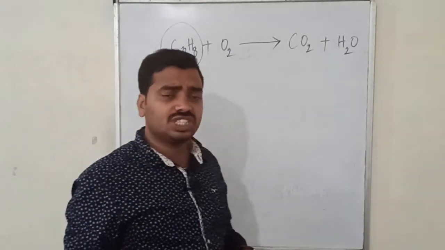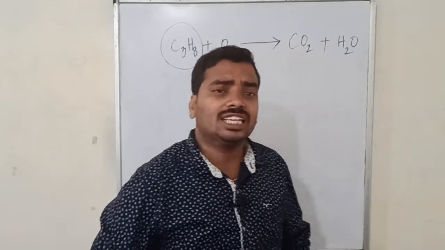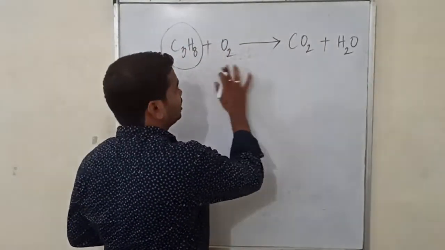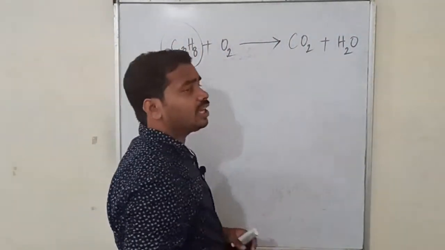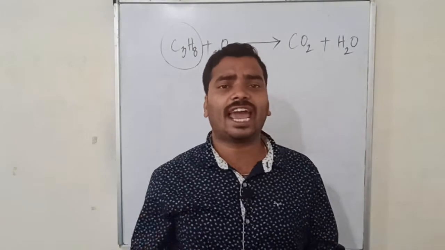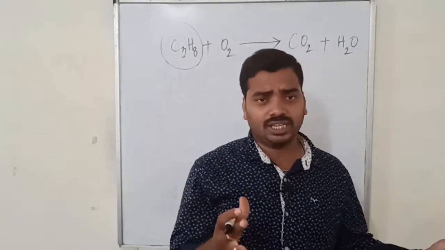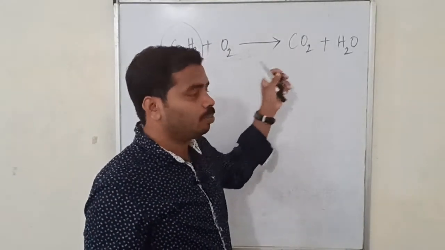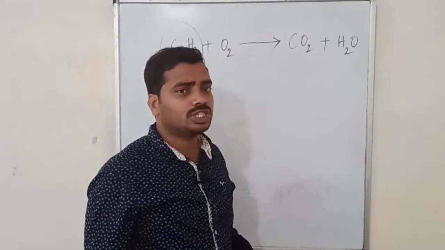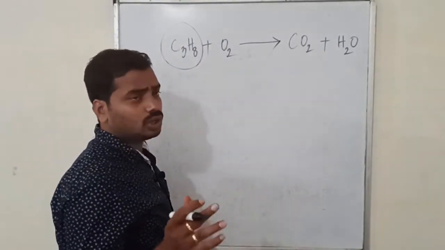This equation which is not balanced, the unbalanced equation, is called the skeleton equation. This skeleton equation can be written if you know the reaction orally. If you know what is happening, you can directly write this skeleton equation which is unbalanced. We shall make it a balanced equation through the process which I am showing you now.